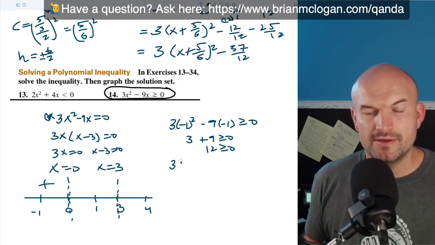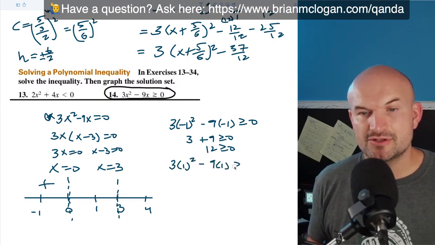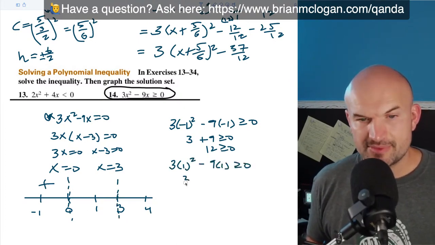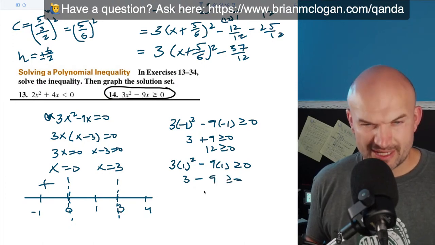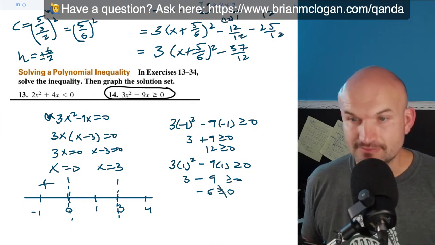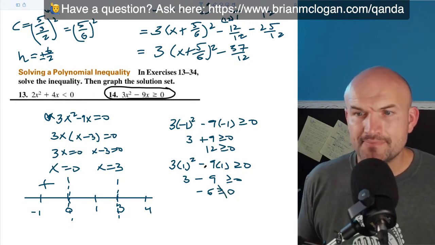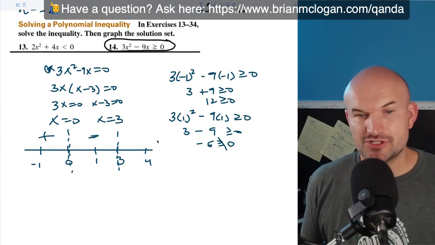Let's check out a 1. 3 times 1 squared minus 9 times 1 greater than or equal to 0. That's going to be 3 minus 9, which is going to be what? -6 is greater than or equal to 0, which is not true. So that is going to be a negative.